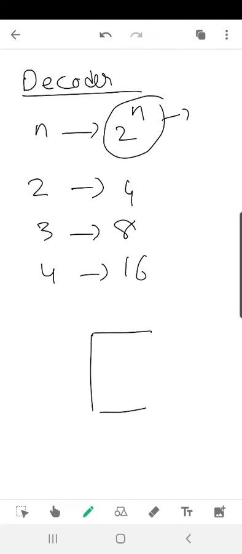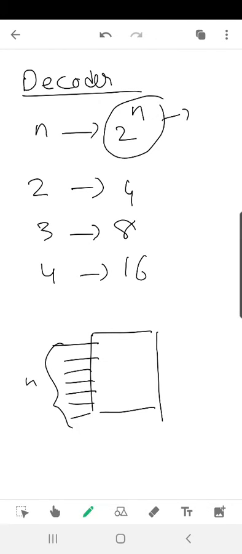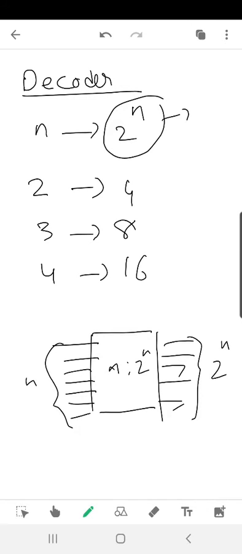Okay, so basically we can represent a decoder as something like this. We will have n number of input lines, and we will have 2 raised to the power n number of output lines. Okay, and this decoder will be termed as an n to 2 raised to the power n decoder. Fine.